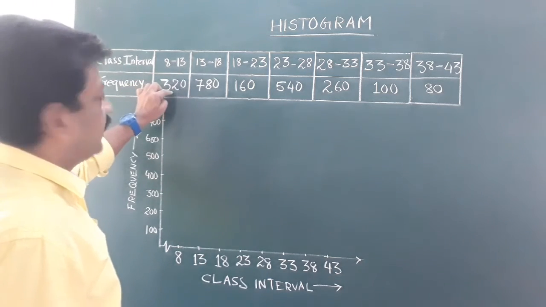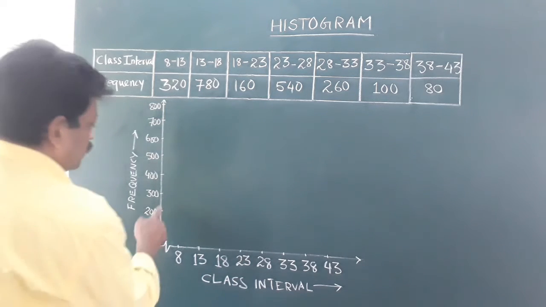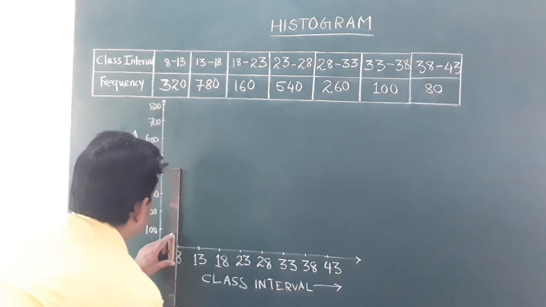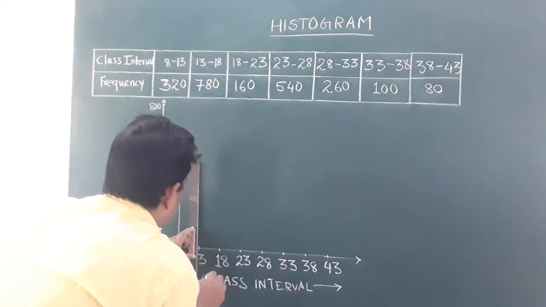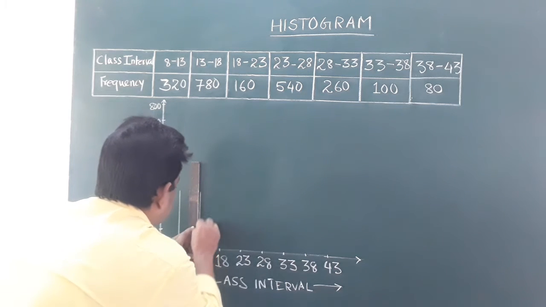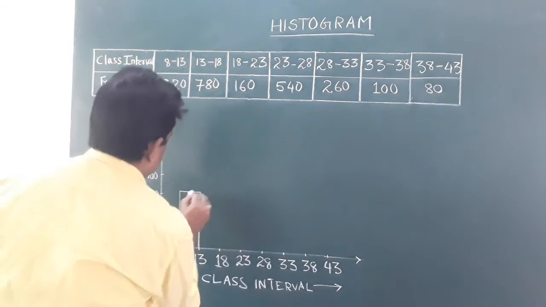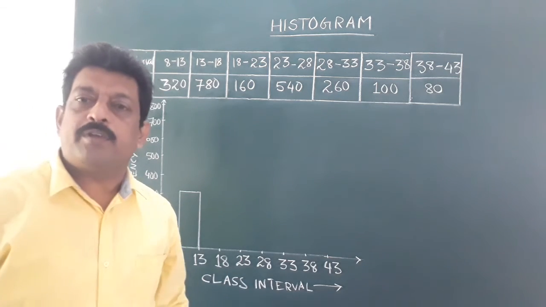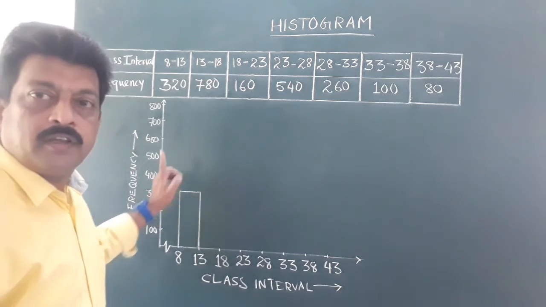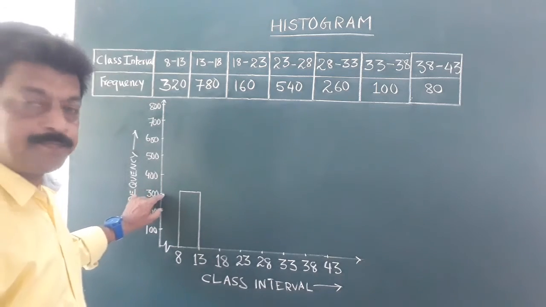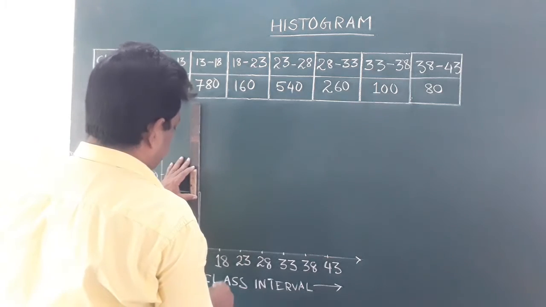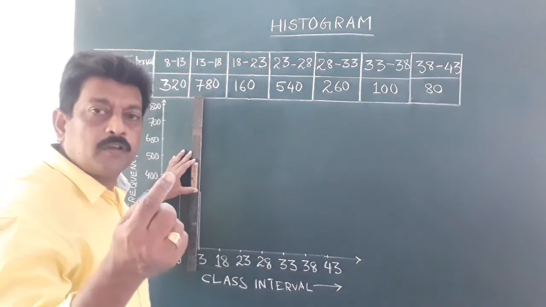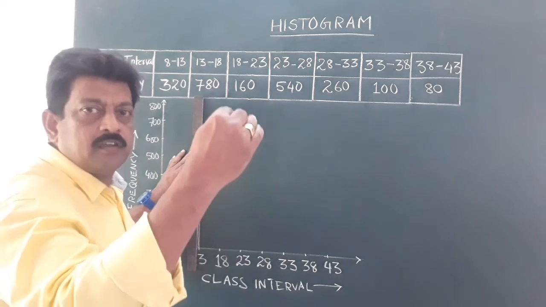Now the first class interval 8 to 13 has frequency 320. So 320 means after 300, 2 more small divisions. More or less, I have drawn a little bit higher than 300. So when you do it on the graph paper, there will be no problem. You can easily understand where 320 is. Okay, 2 boxes more than 300. The next is 780. 780 means after 700, 8 small divisions, or 2 small boxes less than 800.